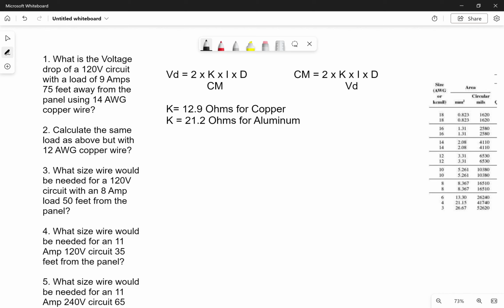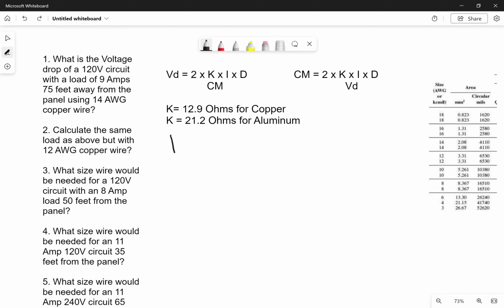All right, so first one is what is the voltage drop of a 120 volt circuit with a load of 9 amps 75 feet away from the panel using 14 AWG copper wire? All right, so the first thing we have to determine, are we looking for the voltage drop or are we looking for the size of the wire? In this case, it tells us that we're looking for voltage drop, so we know we're going to be using this formula right here. So let's just start plugging numbers in. That's the beauty of having these formulas, if you have all the information, you just plug the information in.